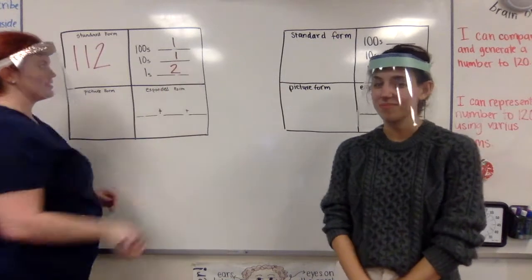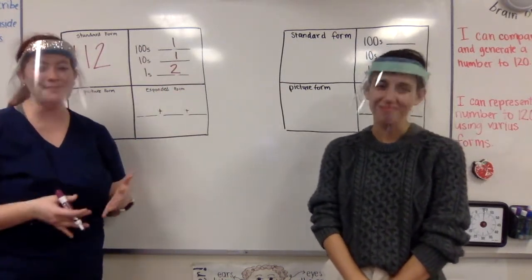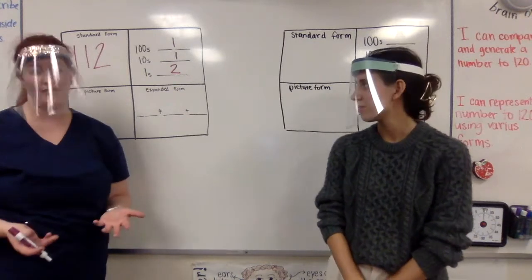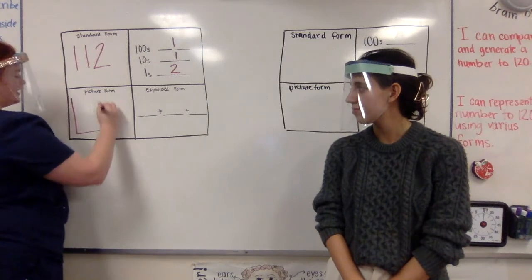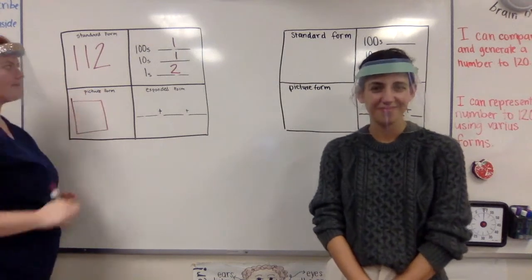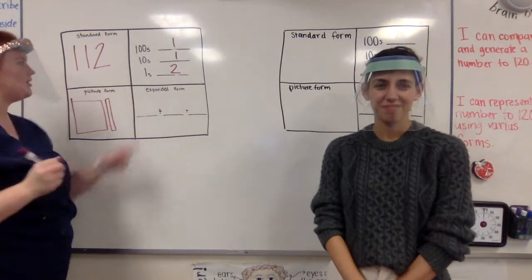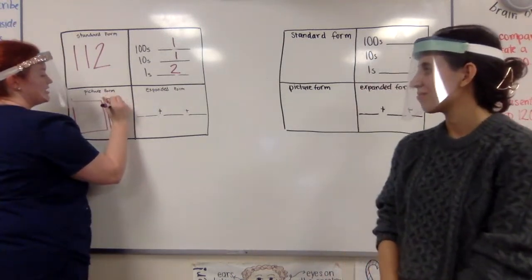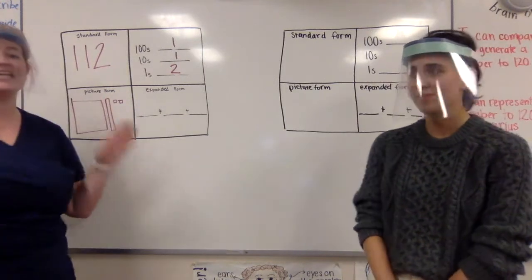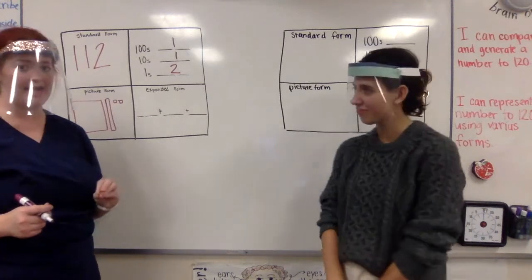2 ones. So now I know how to draw this in picture form, or if I had my base 10 blocks, I could also build that number. So I need to draw 100. That's that big box just like that. I need to draw 10. It's that skinny rectangle, and 2 ones. So these are the little boxes. And I made sure that I can clearly tell the difference in my drawing, okay?